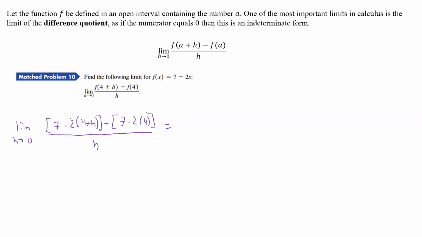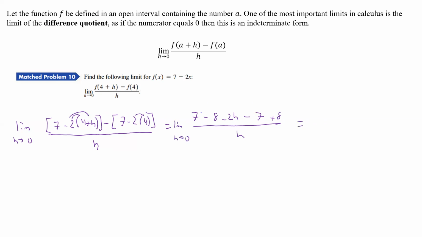Now we have to simplify. So we're going to distribute here, distribute there. So we're going to have 7 minus 8, and then it's going to be minus 2h. And then we'll have minus, because now we'll also distribute here. And so that's going to be a minus 7. That's going to be a minus 8 minus, so that's going to be plus 8. And then that's going to be over h, and that's the limit as h approaches 0.